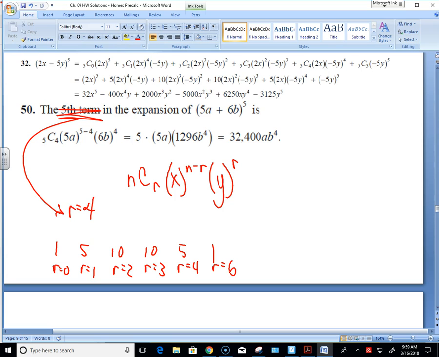The fifth term would be 1 away from the last. Ooh, I apologize. That's not supposed to be there. There we go. 6 terms, but you end at r equals 5.